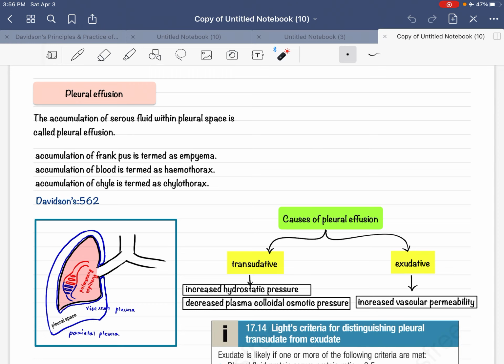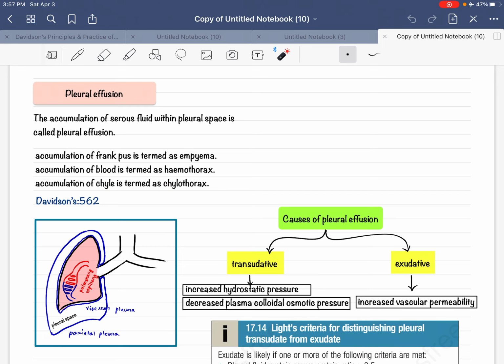Pleural effusion is the accumulation of serous fluid. You have to mention this word, serous fluid, within the pleural space, that means the space located between the parietal and visceral pleura. Okay, so here are some similar definitions but different from each other, such as accumulation of frank pus, not serous fluid. This is called empyema. Accumulation of direct blood is called hemothorax.